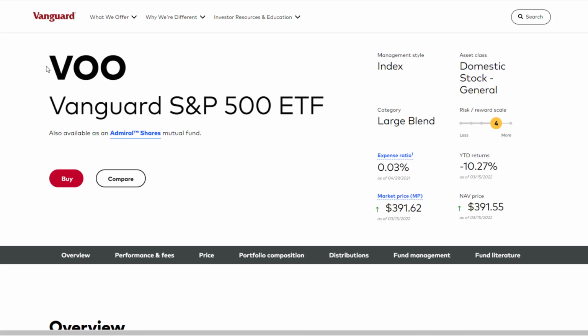Over on Vanguard's website, if you are familiar with Vanguard, you can see that they have changed the look of their website up, so it might look a little different than what you've seen in the past, but this is Vanguard's VOO fund page. It is a large blend. Its expense ratio is 0.03%.